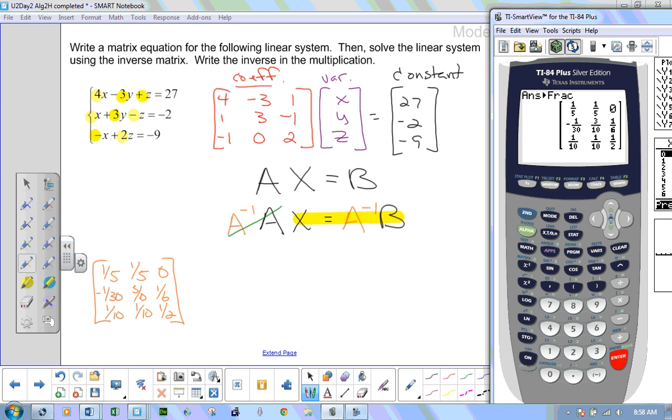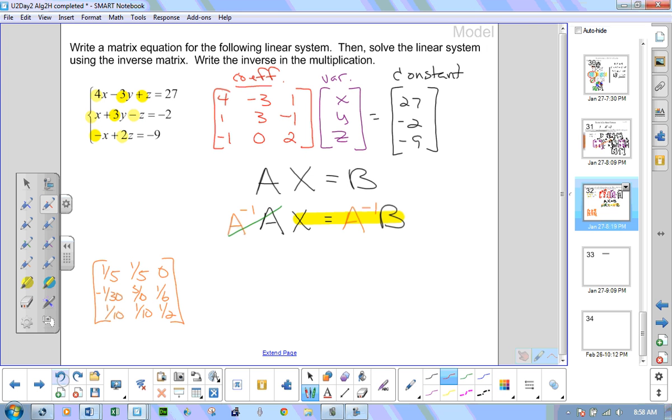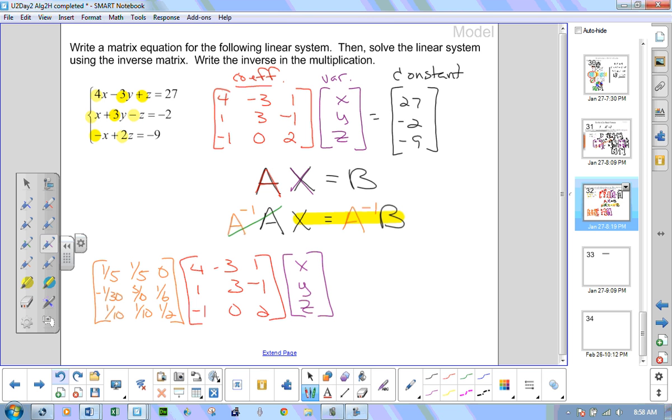Okay? And then I'm going to multiply that by A, which I'll recolor code. I'm sorry that it's orange against red. You should be able to see that still. Okay, and I'm going to bring that down and say 4, -3, 1, 1, 3, -1, -1, 0, 2. Okay, and then I'm going to do my X matrix, which is just the variables, X, Y, and Z.